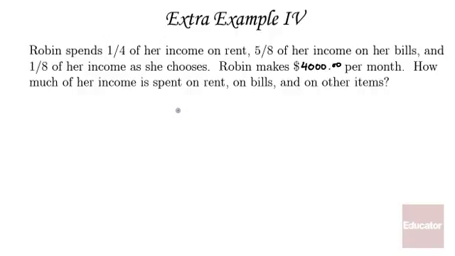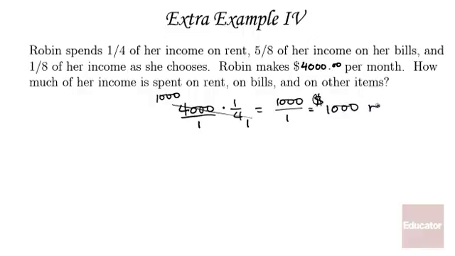Well, let's first start off by taking 1/4 of 4,000. We're going to need to change 4,000 into an improper fraction, so we put it over a 1. And I can cross-simplify here. Dividing by 4, I'll get 1 and 1,000. 1,000 times 1 is 1,000, and 1 times 1 is 1. So simplify that again, and we see that she spends $1,000 on rent.